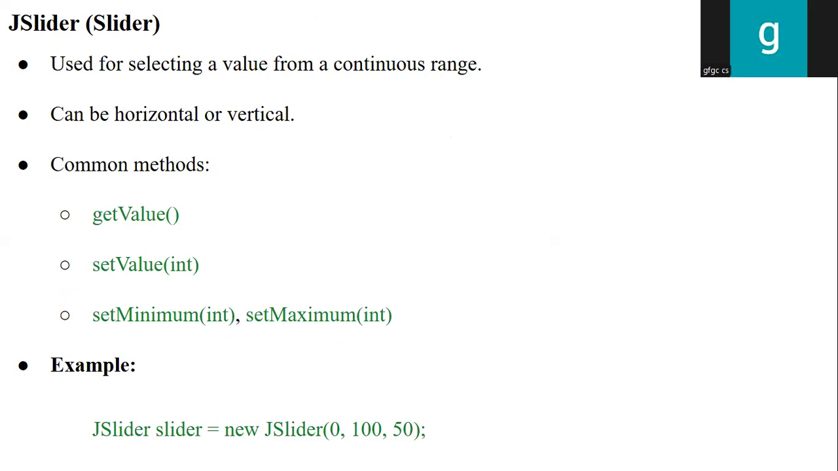Here, JSlider. The first component I am going to explain in this session is the slider, used for selecting a value from a contiguous range. It can be horizontal or vertical. Common methods are getValue, setMinimum, setMaximum. For the slider here, 0 is the minimum value, 100 is the maximum, and 50 is the default value.